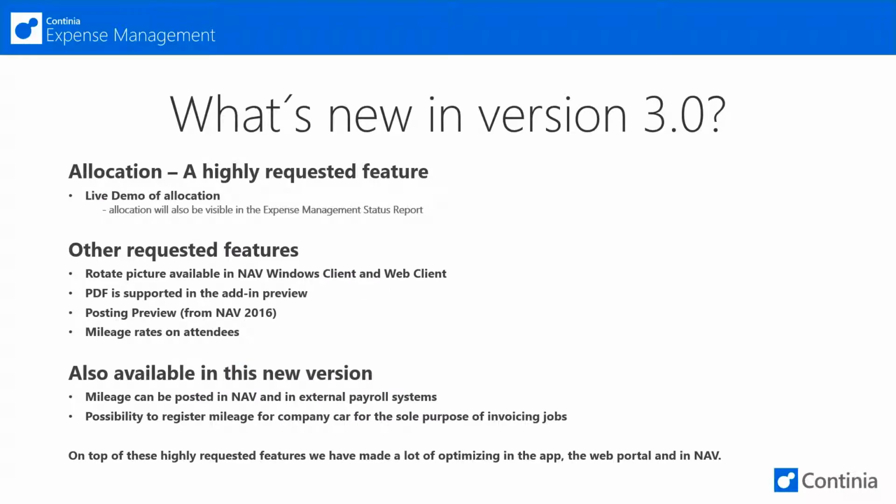So what's new in version 3.0? A highly requested feature, allocation, is now available in both the app and the web portal, and it's possible to see the allocation in the approval portal and in NAV. And of course, it's also possible to see the allocation in the expense management status report. Other requested features are rotating of pictures is now available.